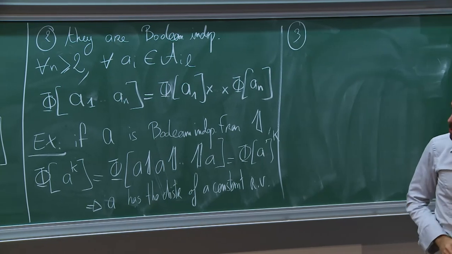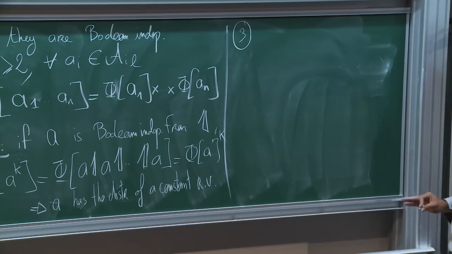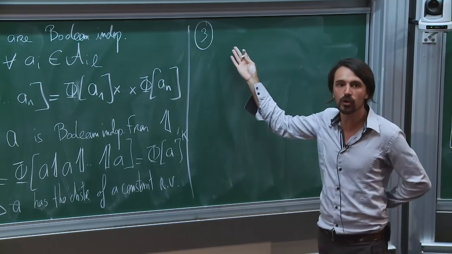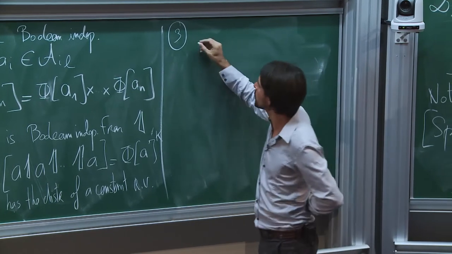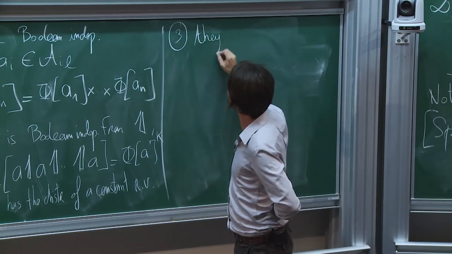The third notion of independence is arguably the most important non-commutative notion of independence. It is the free independence.